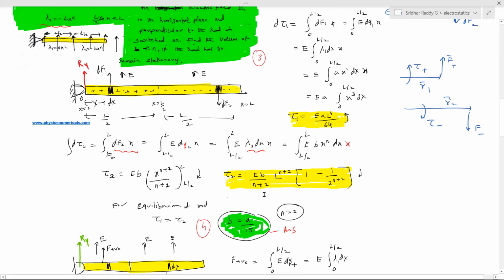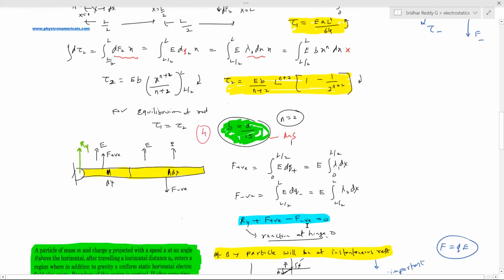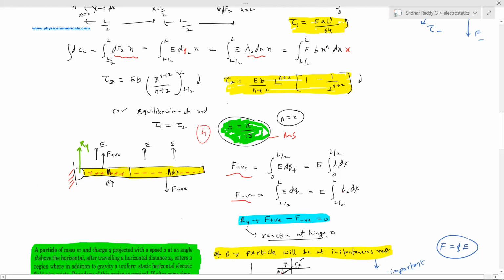Then afterwards, it is asking to calculate the hinge force. So what is the method we have to follow? The net force on the positive part of the rod, and the net force acting on the negative part of the rod. I'll calculate these two forces by this formula. Then I'll substitute here. Then I'll calculate the hinge reaction, which will in fact be 0.